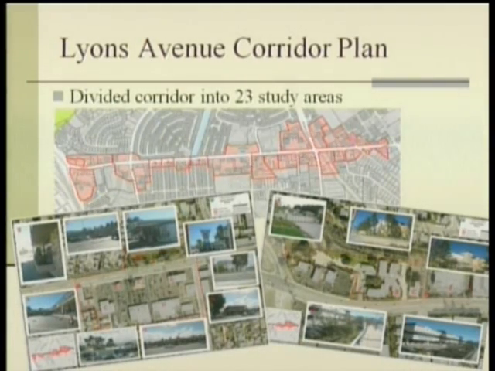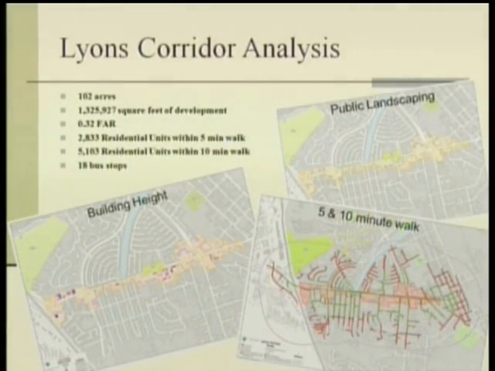So in going back to Lyons, we really started our process by taking a look at the current conditions of the Lyons corridor. And in-house, our staff divided the corridor into 23 different sections and actually took pictures of every building and every development along the corridor, as you can see on the bottom of your screen. And what we got out of all this information is that our planning area was 102 acres. There's currently well over 1 million square feet of mostly commercial development. You have close to 3,000 residences within a 5-minute walk of the corridor, and a little over 5,000 people within a 10-minute walk of the Lyons corridor. And also something to point out is that we currently have 18 bus stops along the entire corridor as well.